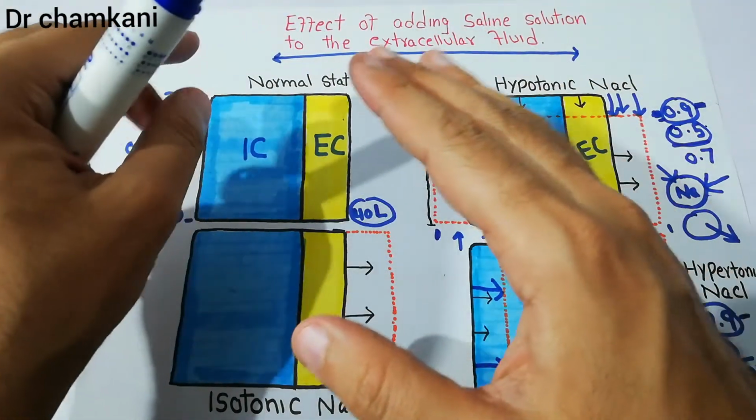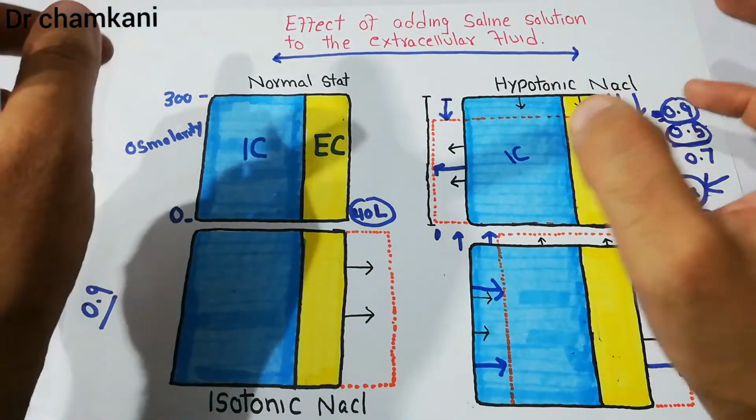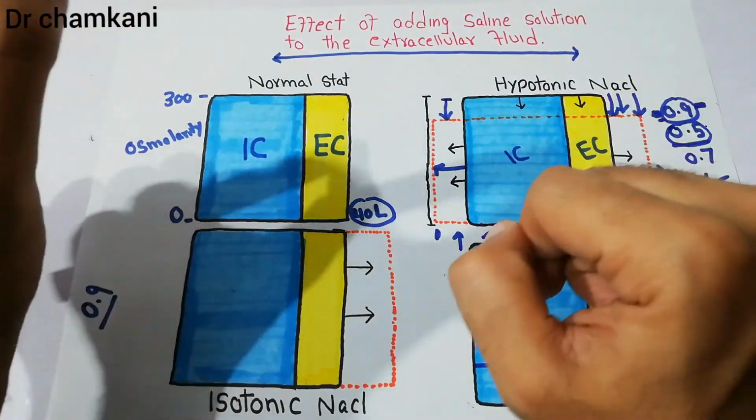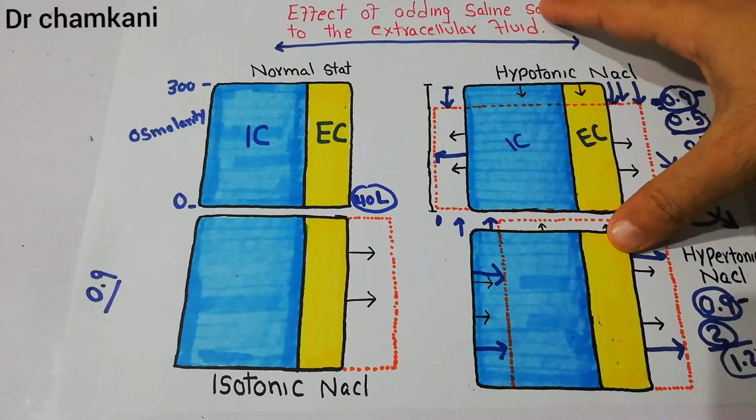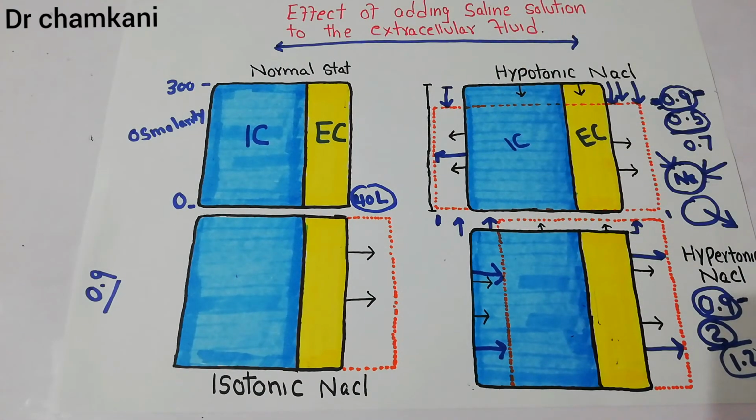So that's all about the addition of different types of saline to the extracellular fluids, and the effects of adding different types of fluids on the volume of intracellular and extracellular fluid, as well as the effect on the osmolarity of both the intracellular and extracellular fluid.